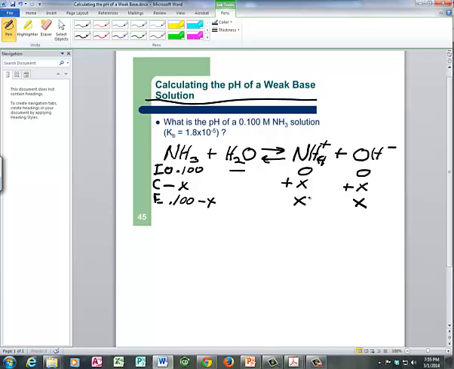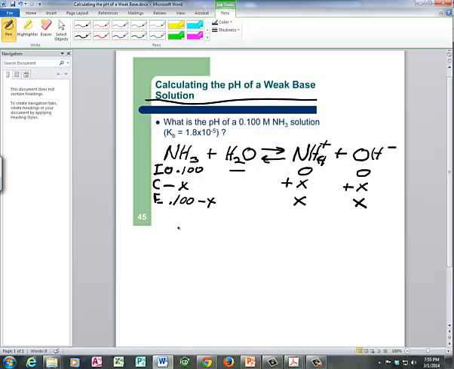That should look very familiar, but again, I want to stress that when you're writing your balanced chemical reaction for weak base calculations, include water, because the proton that ammonia accepts has to come from water. That's what we call the hydrolysis reaction.